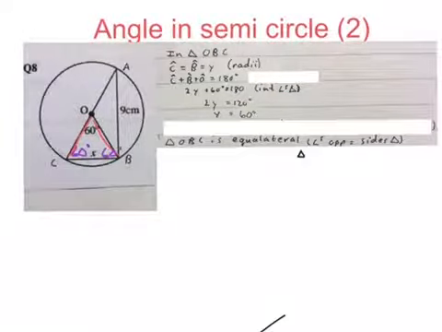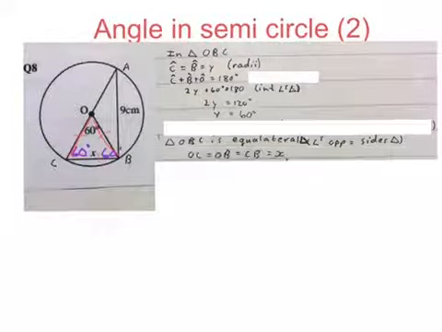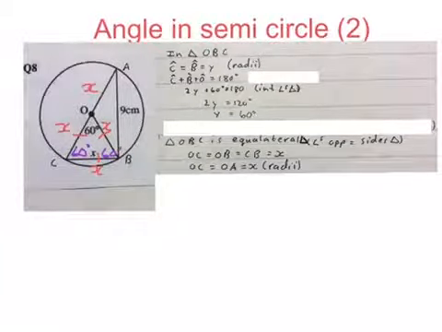Then we write this fact down. We say triangle OBC is an equilateral because of the angles opposite equal sides of a triangle. Then we write OC is equal to OB is equal to CB is equal to x, which I write in on my sketch. Then we write OC is equal to OA is also equal to x because of the radii. So all three of these lines are equal, and they're also equal to this guy.